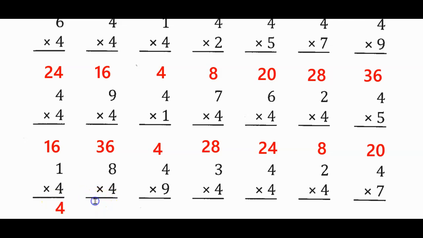And then 1 times 4, 4. 8 times 4? 32. 4 times 9? 36. 3 times 4? 12. 4 times 4 is 16. 2 times 4 is 8. And 4 times 7 is 28.